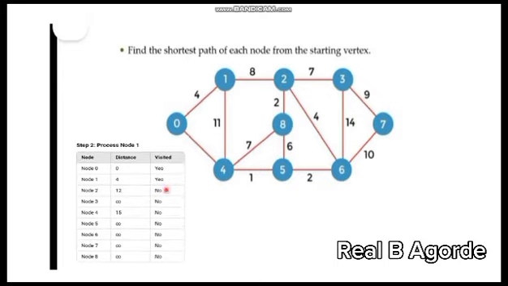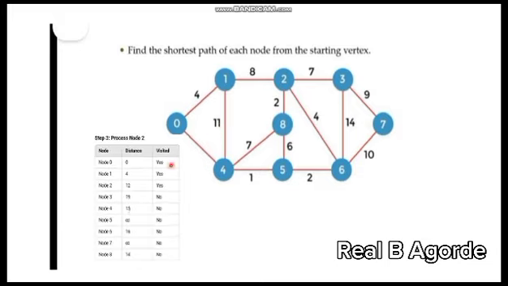Next, we move to node 1, which has the shortest distance of 4. We examine its neighbors, node 2 and node 4. Node 2 is reachable with a weight of 8, so we update the distance to node 2 as 12. Node 4 is reachable with a weight of 11, so we update the distance to node 4 as 15.